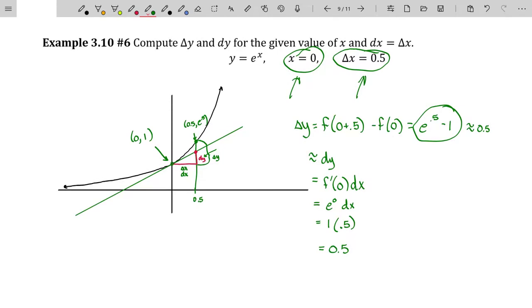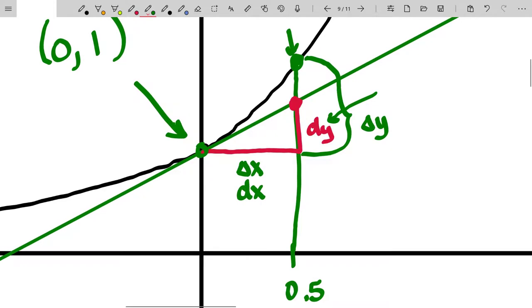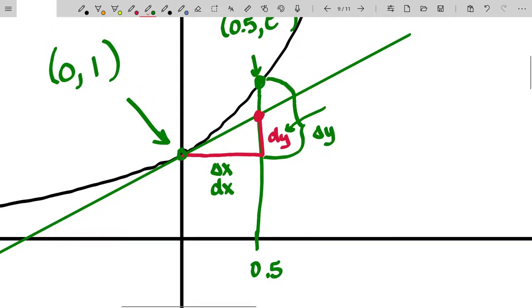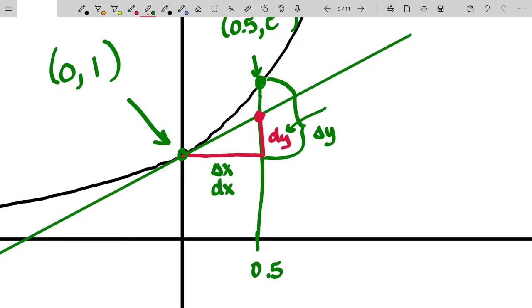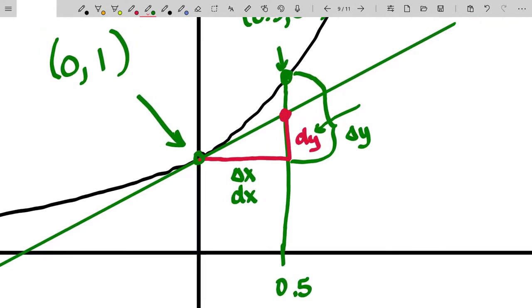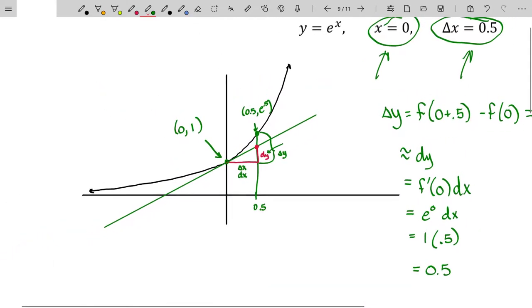So notice the theme with this video and the last video. Last video: give me a tangent line at a nice point, and I will use it to evaluate a function at a nearby point. In this video: give me a tangent line at a nice point, and I'll use it to approximate the change in y if we step over a little bit. That's all we're really doing, approximating the change in output.